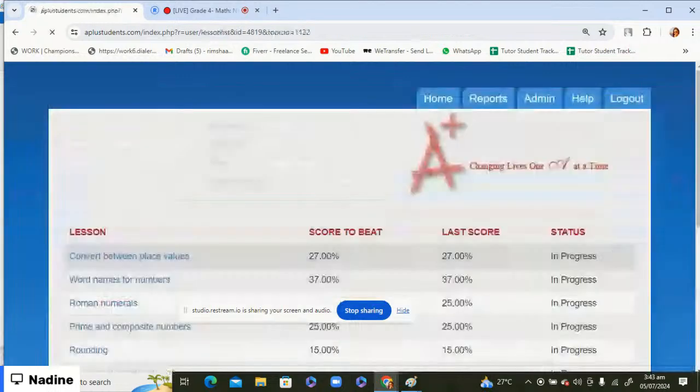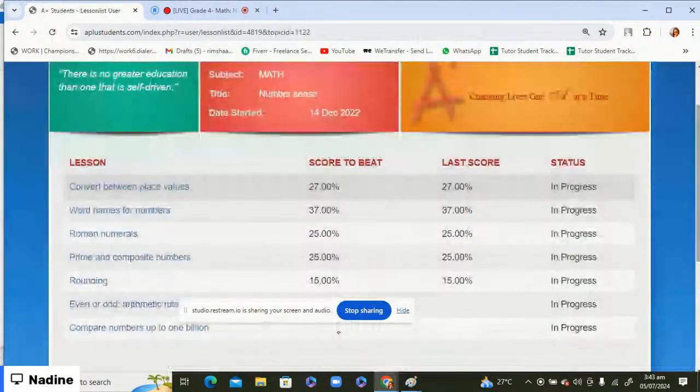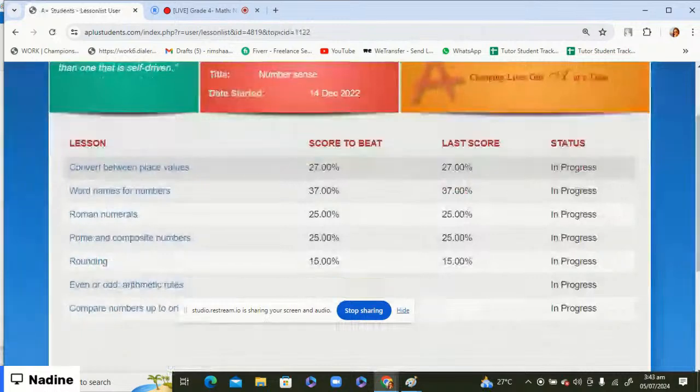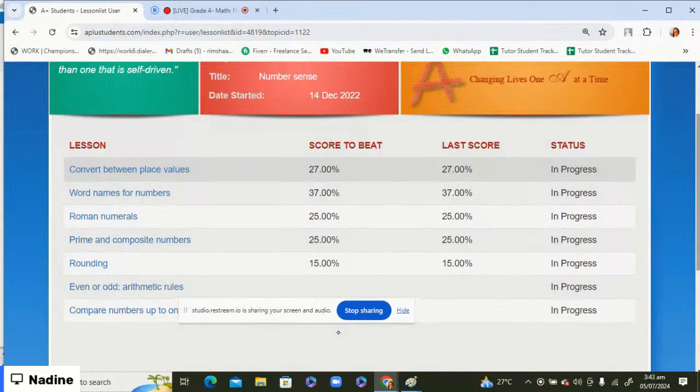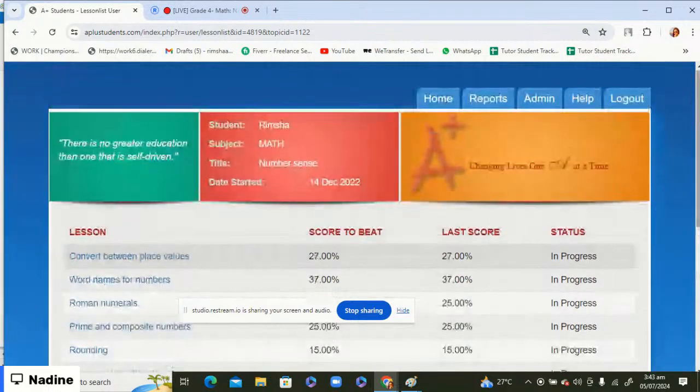So today we discussed the chapter named number sense, and here is the list of the lessons. The first lessons we covered today are converting between place values, word names for numbers, Roman numerals, prime or composite numbers, and rounding. Now make sure before starting the next session you practice all these test questions.